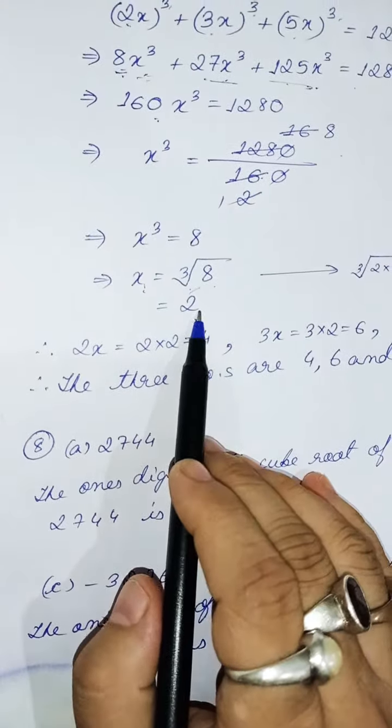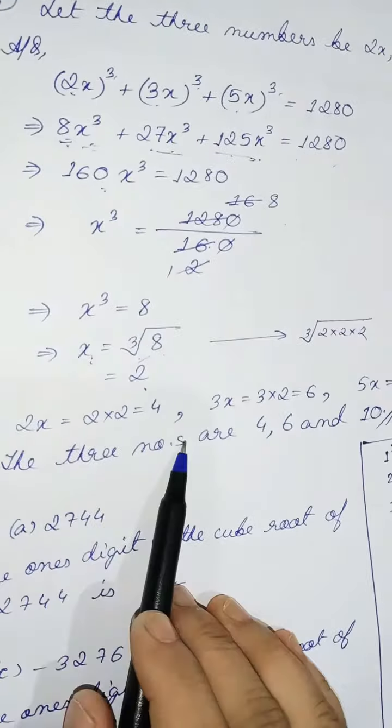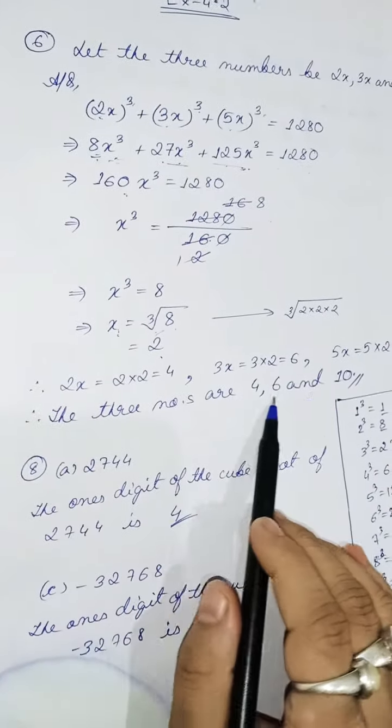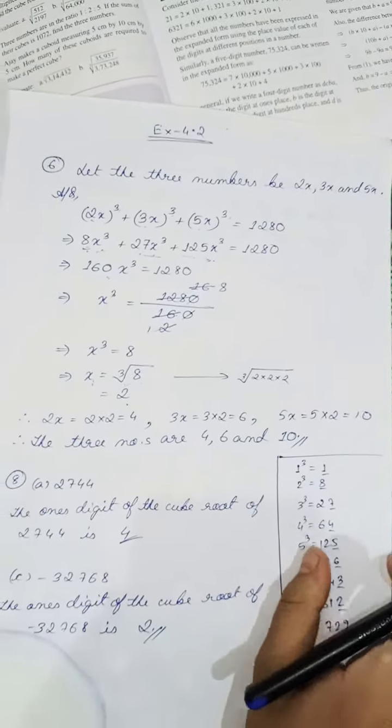Now because x is 2, I'll put this value in each of them. So 2x gives you 4, 3x gives you 6 and 5x gives you 10. So ultimately the three numbers are 4, 6 and 10. So this is how the sum is done.